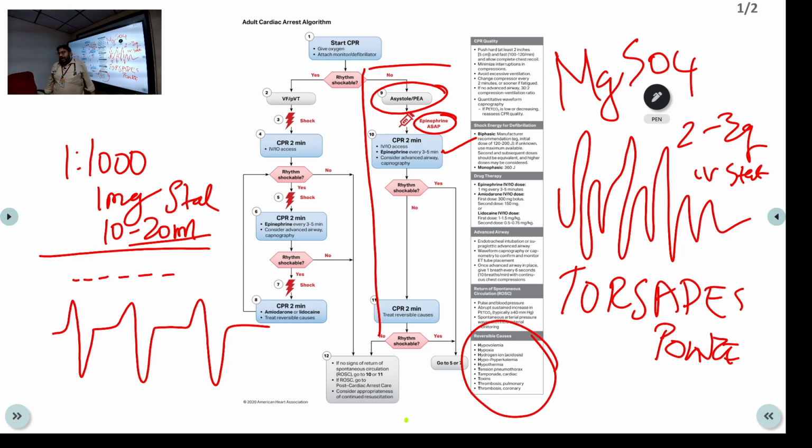That is the additional thing which is not given in this algorithm, but in AHA it is already there, they have just not written it in this algorithm. So the drug of choice for your torsades is magnesium sulfate. Whenever you see torsades, you have to shock and you have to give magnesium sulfate also. That is the additional thing that you need to remember. Clear? Okay.